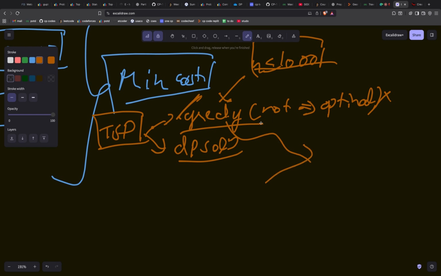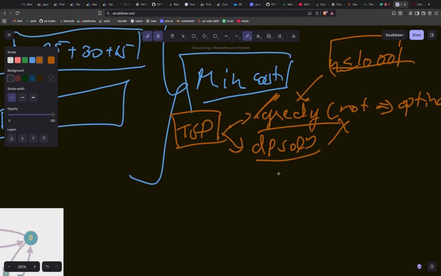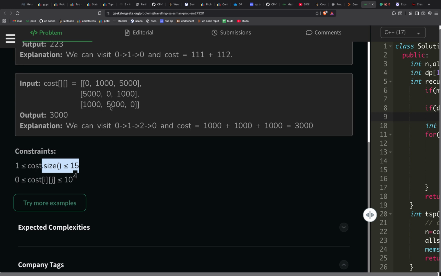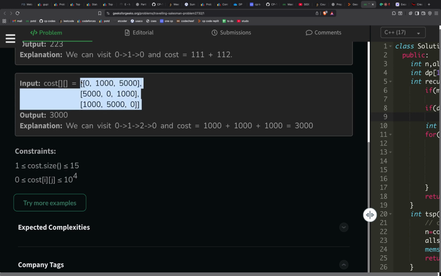So why is this greedy not optimal and why will it give me the wrong answer? What is the greedy solution here? Let me take this matrix.